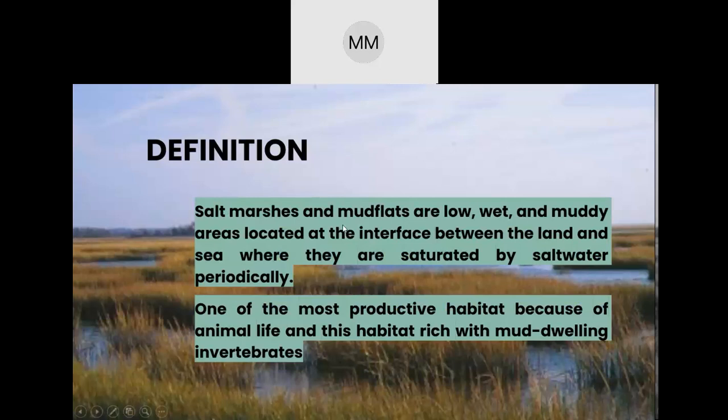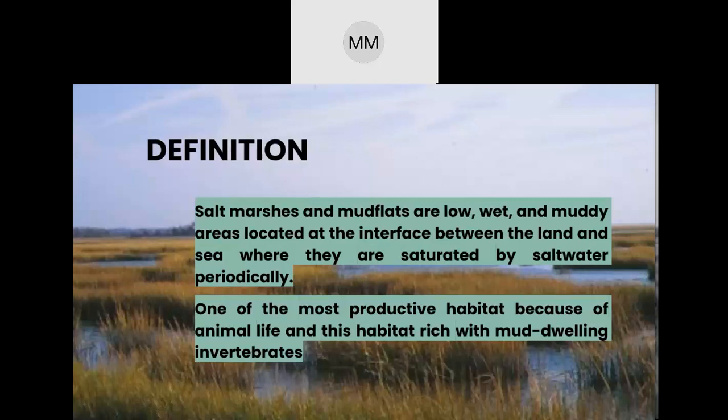So what are salt marshes and mudflats? Salt marshes and mudflats are low, wet, muddy areas that lie at the interface between the land and the sea. This ecosystem is extremely valuable but often overlooked. Whatever organisms live in this habitat, they need to adapt to the changes in water depth, salinity and temperature.